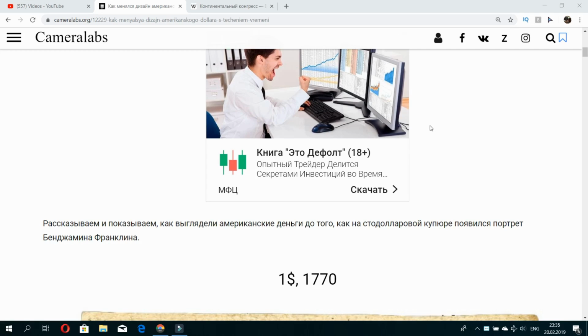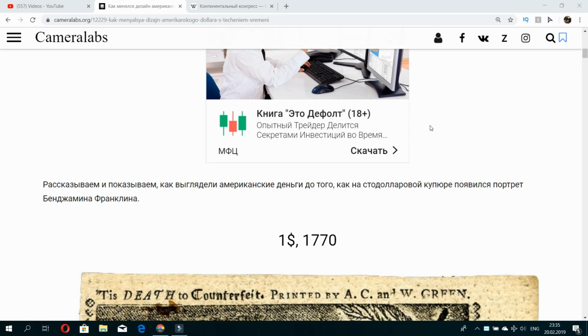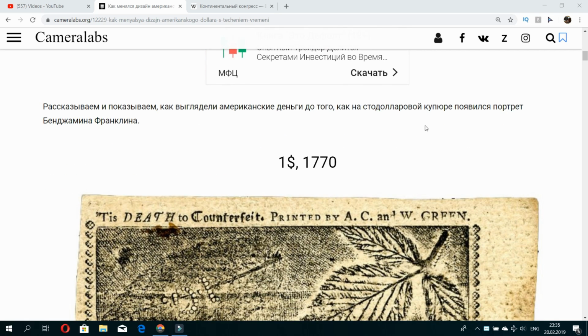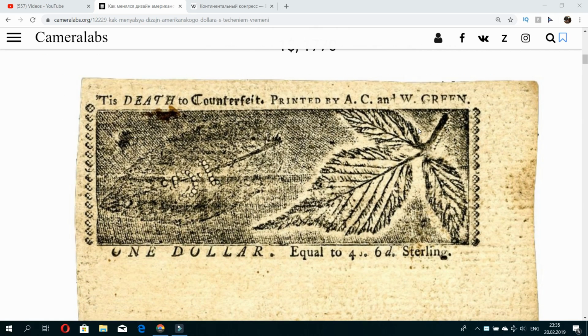Hello everyone, again on this website cameralabs.org where we have some interesting articles and some good examples of sometimes the pictures, old pictures, historical pictures so-called. So this article is about the dollar bills.